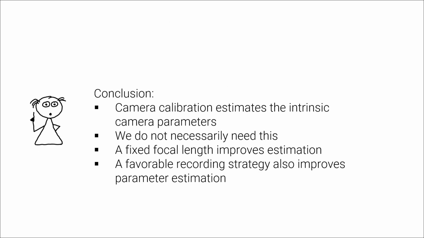Let's summarize briefly. During camera calibration, we estimate the intrinsic camera parameters in order to be able to correct the images. We do not necessarily need this step for the 3D reconstruction process, as the camera parameters are estimated there. A fixed focal length significantly improves the parameter estimation. A favorable recording strategy also improves the parameter estimation.